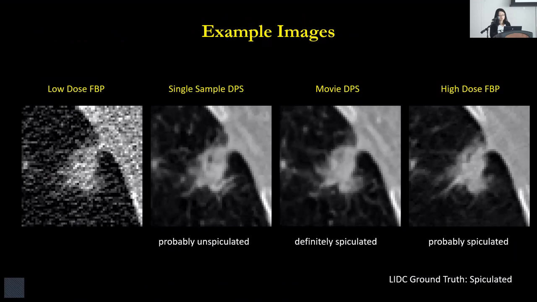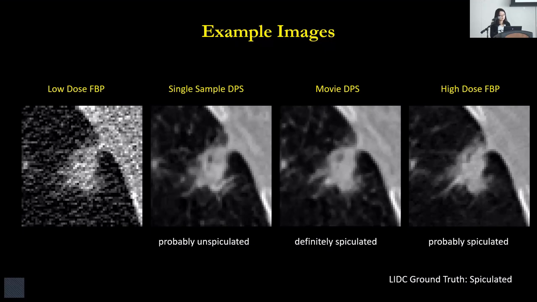And just to give you an idea of the kind of image quality the radiologists are presented with, here I'm showing low-dose FBP, a single sample DPS, a movie DPS showing the kind of variability we're talking about, and also a high-dose FBP for reference for an example lesion. So low-dose FBP is very noisy, as expected.